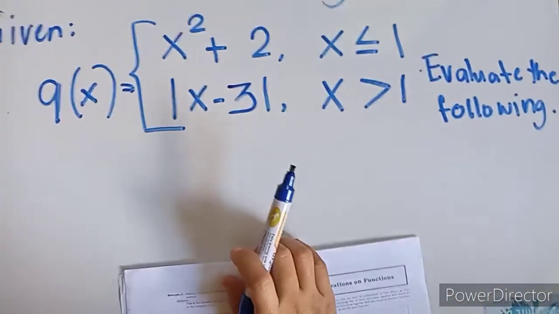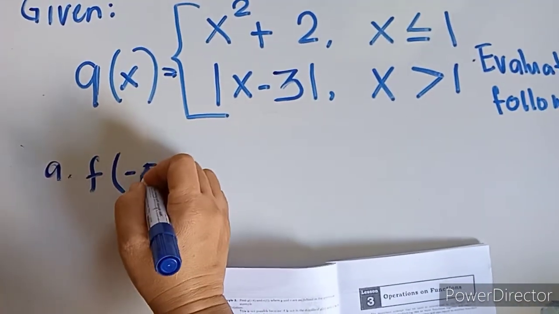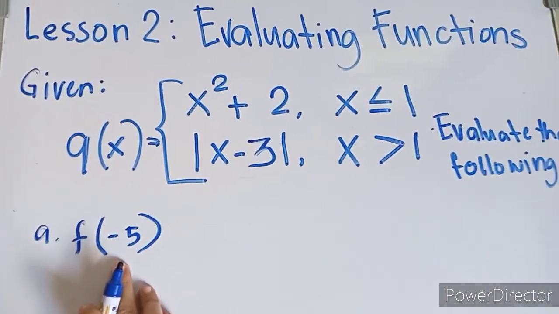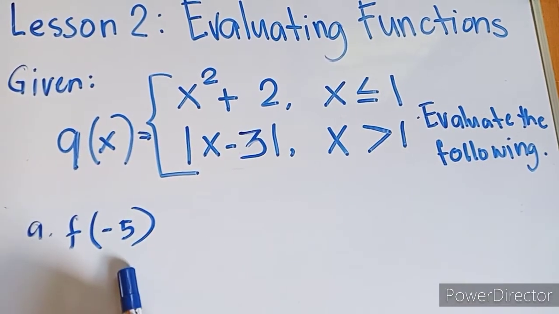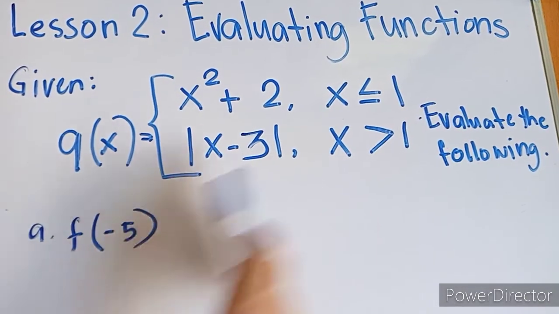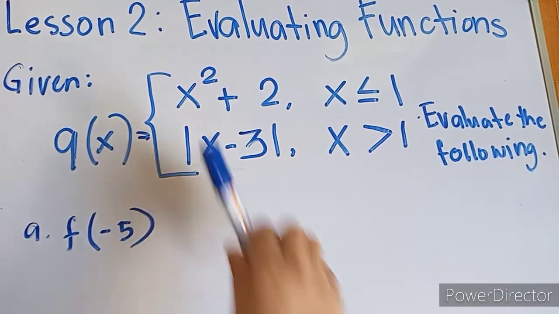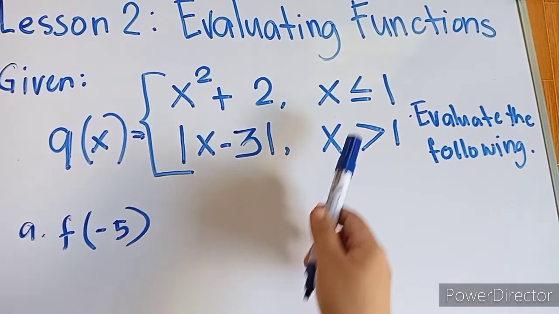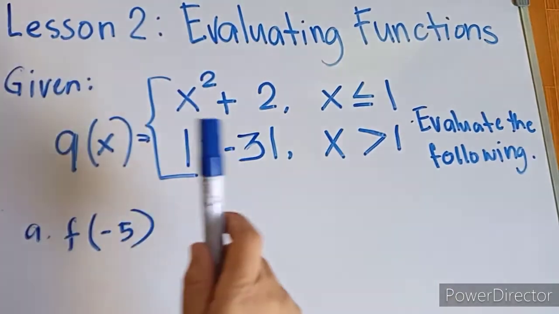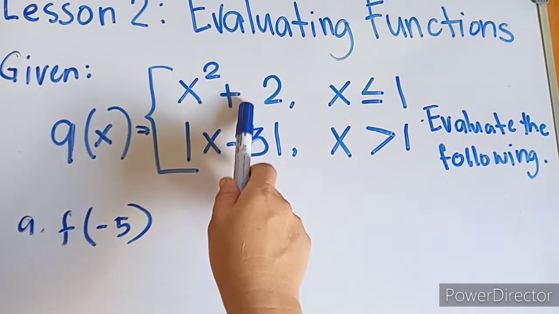So let's evaluate the following. For letter A, we have f of negative 5. The value of x here is negative 5. We will try to look at which of the functions we are going to use based on the condition given. So negative 5 is less than 1. We will be using the first function, x squared plus 2. When you say x is less than or equal to 1, the values are positive 1, 0, negative 1, negative 2, negative 3, negative 4, negative 5, and so on and so forth. That applies to this function.